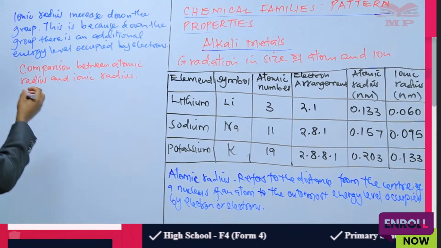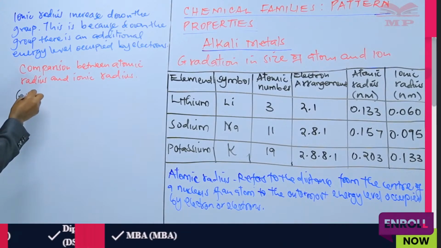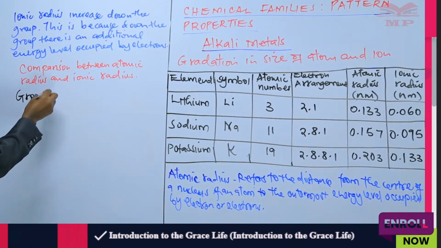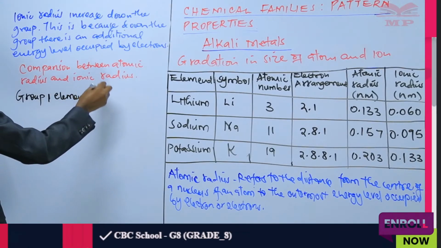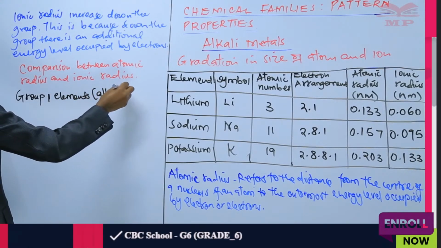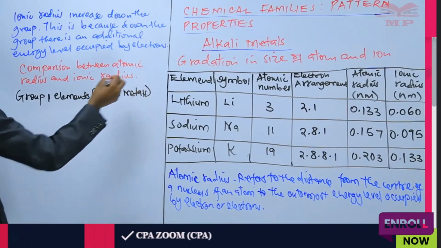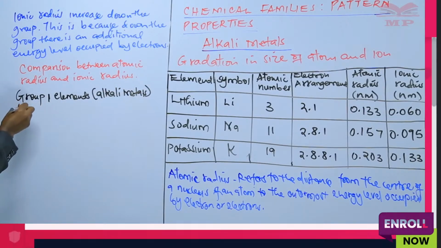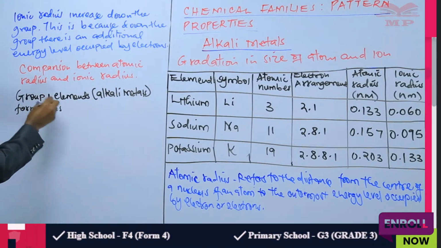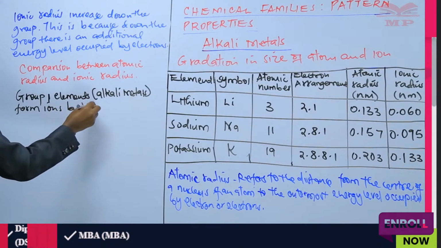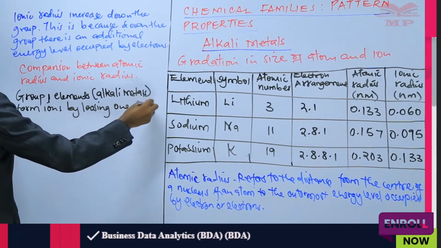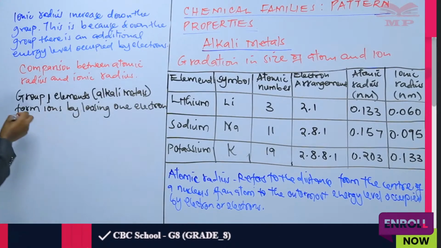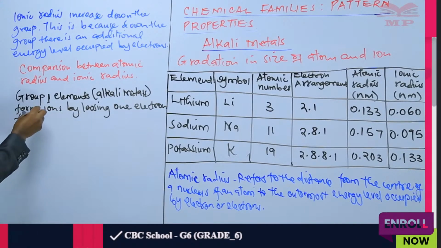Therefore, group 1 elements, which we are calling alkali metals, form ions by losing one electron from the outermost energy level.